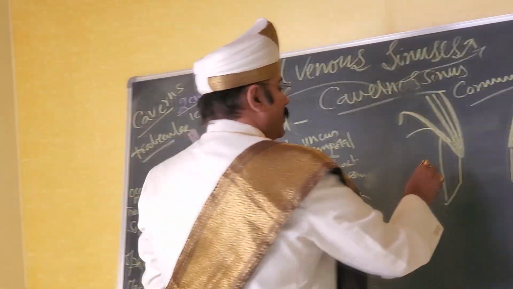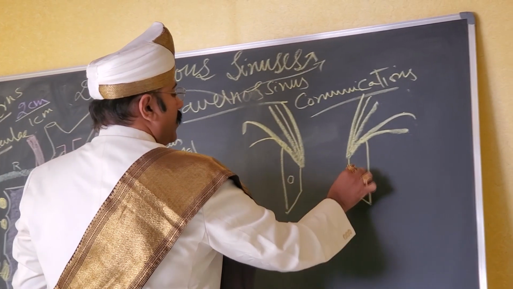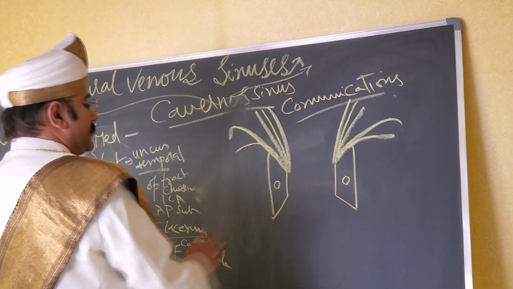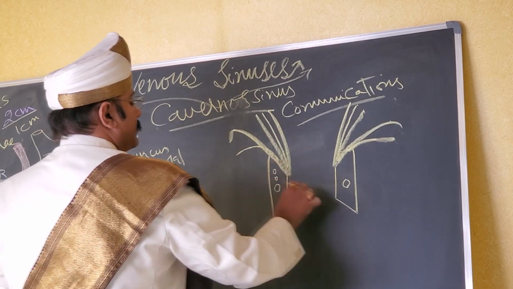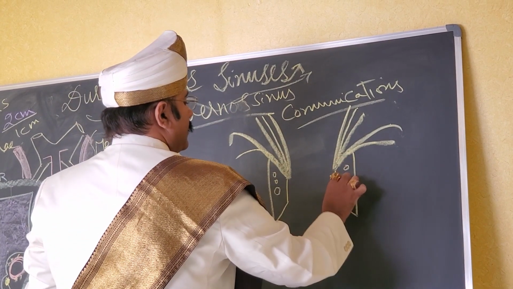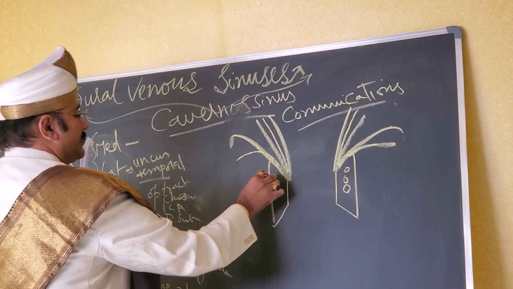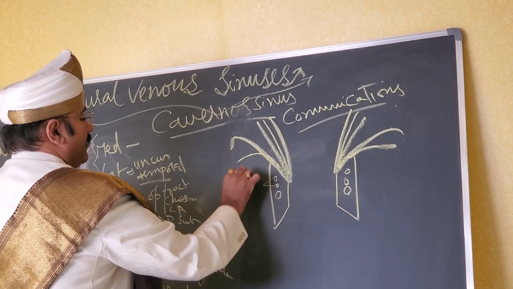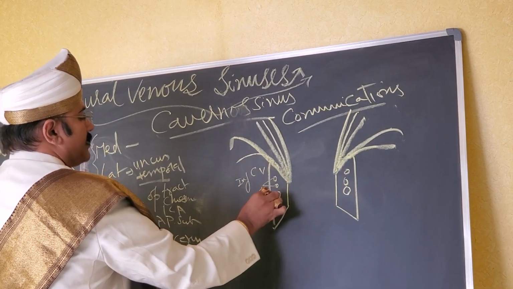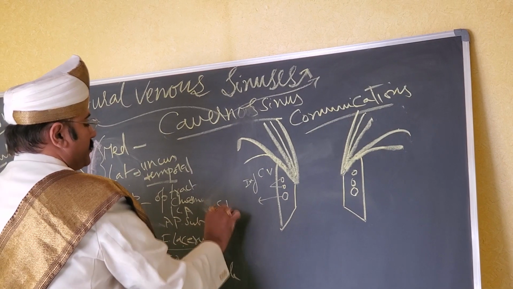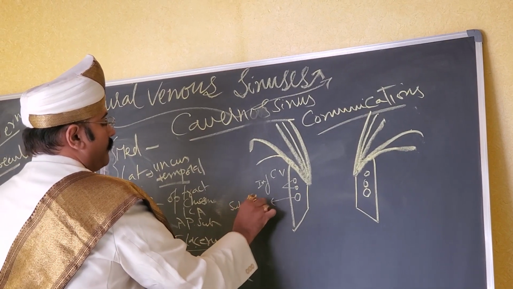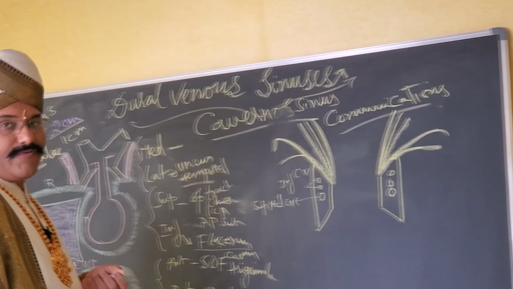Then you have got the superficial middle cerebral veins, then the inferior cerebral veins. These two small ones are the inferior cerebral veins, and the large one is the superficial middle cerebral vein. Are you able to follow?